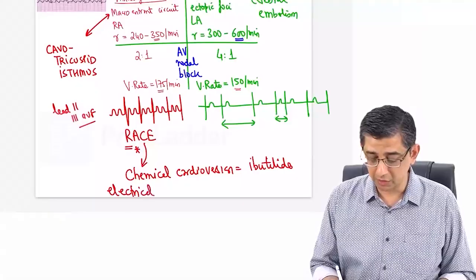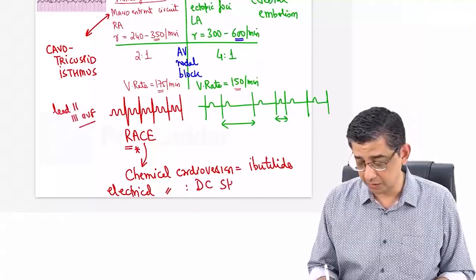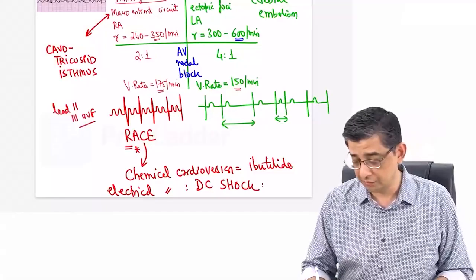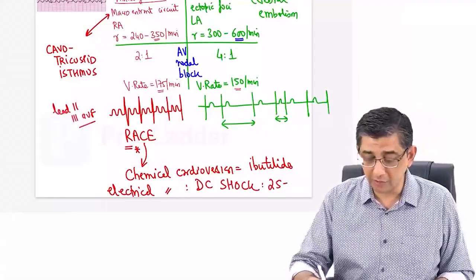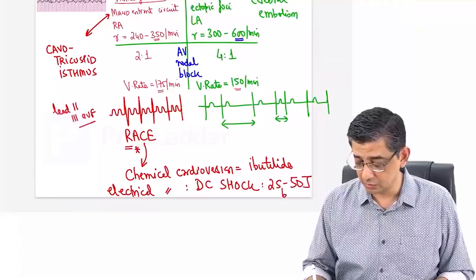The DC shock that you're giving to the patient is electrical cardioversion. Here, I want you to remember that the intensity of DC shock for atrial flutter will be 25 to 50 joules. This is the lowest value of DC shock ever that I'm going to tell you, and is one of the reasons why this is asked in the MCQ.